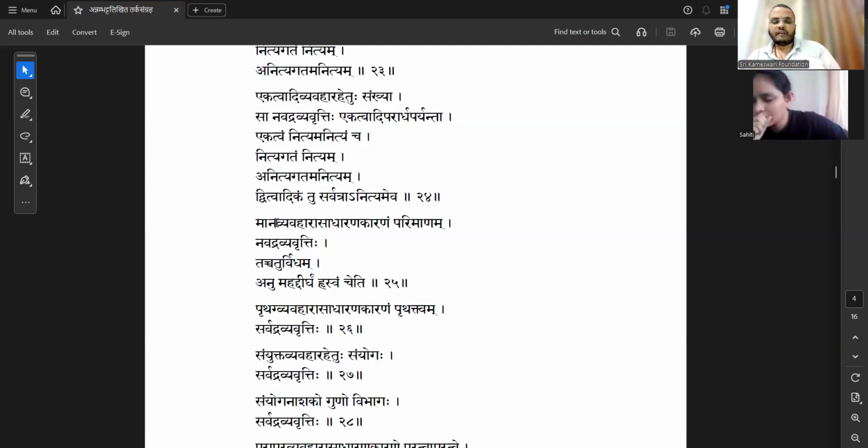Then pruthag vyavahara asadharana karanam pruthaktvam. Pruthag vyavahara asadharana karanam. Asadharana karanam pruthaktvam. Pruthaktvam sarvadravya vritti.